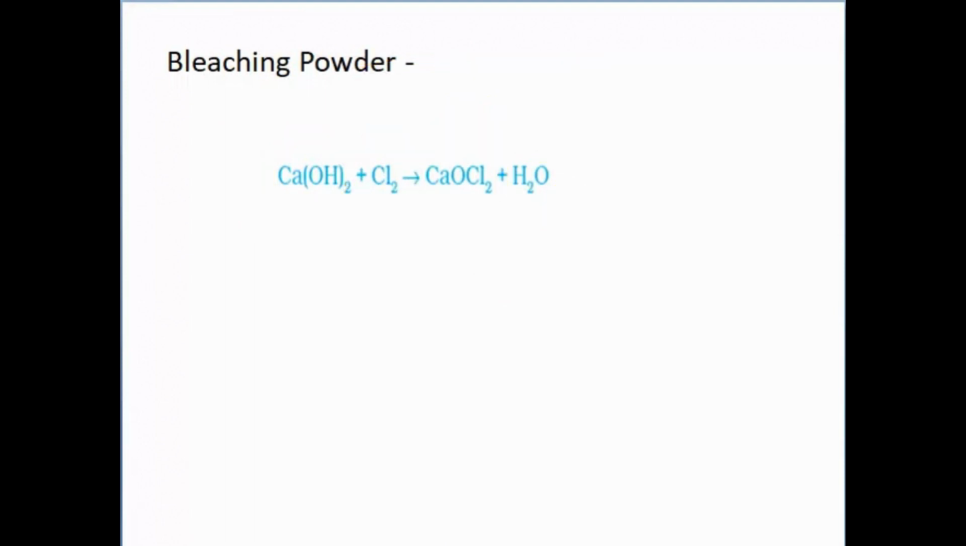And if I tell you about the uses of bleaching powder, it is used to make drinking water free from germs. To clean drinking water, many times we have a water tank, and when we have to clean the water in it, what we do is add bleaching powder.